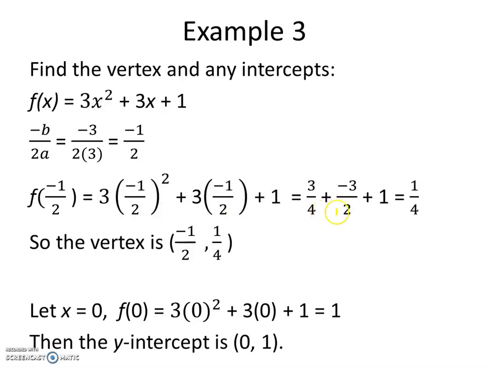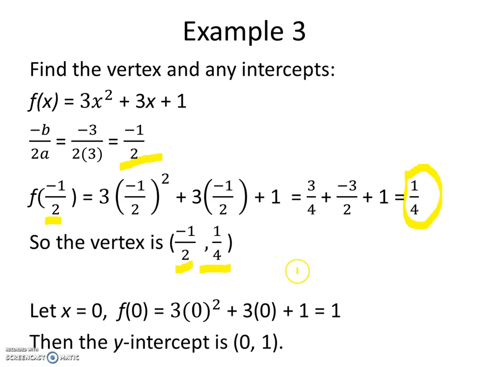Find the vertex and any intercepts of 3x squared plus 3x plus 1. Well, we go back to our vertex formula of negative b divided by 2a. And plug our numbers in, and we get negative 3 over 6, which reduces to negative 1/2. So the x value in our vertex is negative 1/2. Plugging negative 1/2 in for x into our function, we find that the y value is 1/4. So the vertex then is at negative 1/2, 1/4.